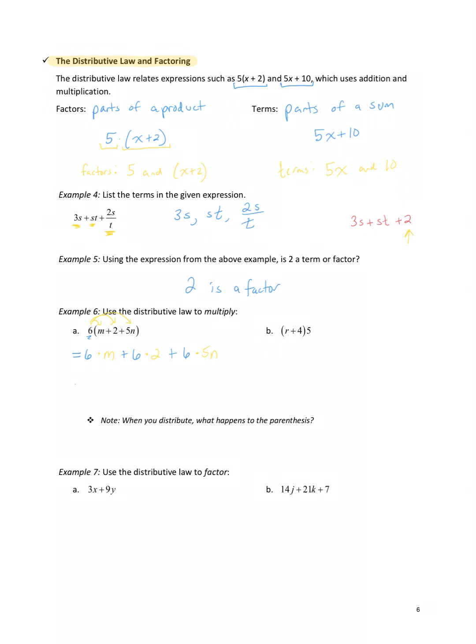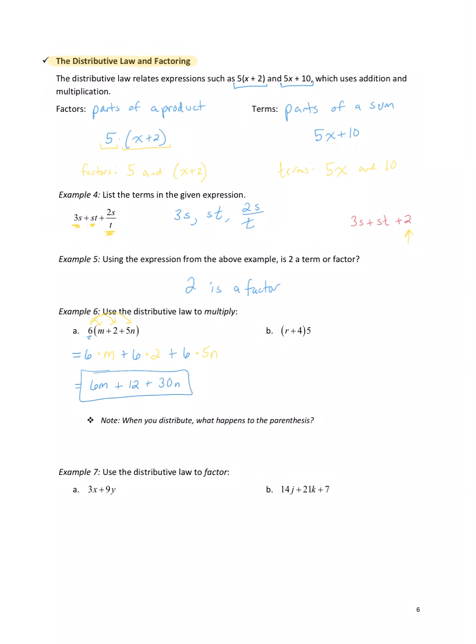Then we have to simplify. 6 times m is just 6m. 6 times 2 is 12. 6 times 5n, well, we start with the number part. 6 times 5 is 30. Bring down the n. We have something with an m, something with an n, and a constant term. None of those are what we consider like terms, so we cannot simplify any further.